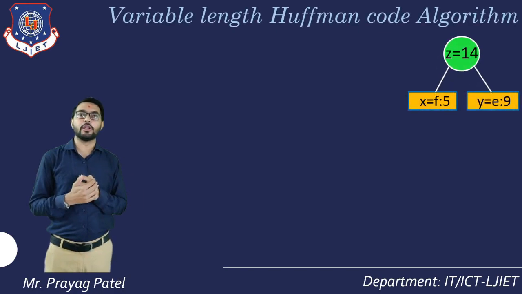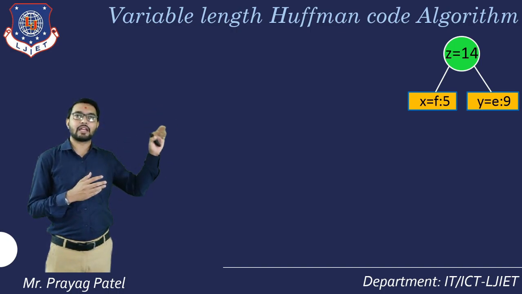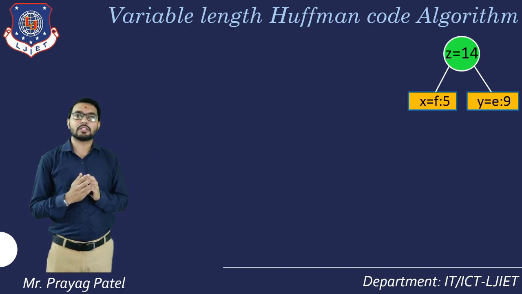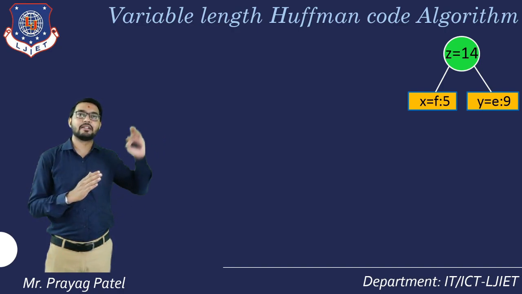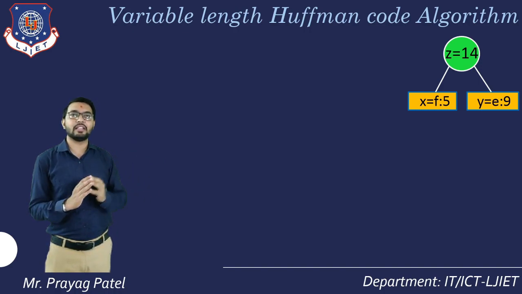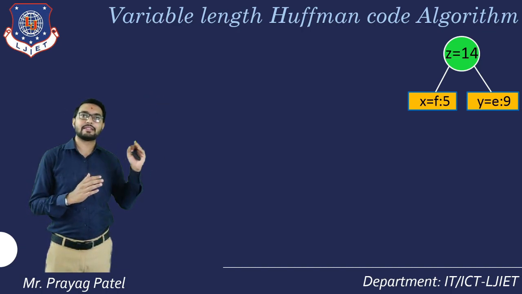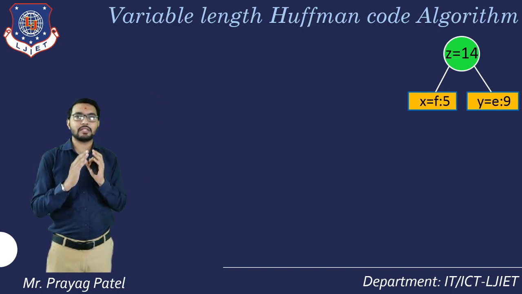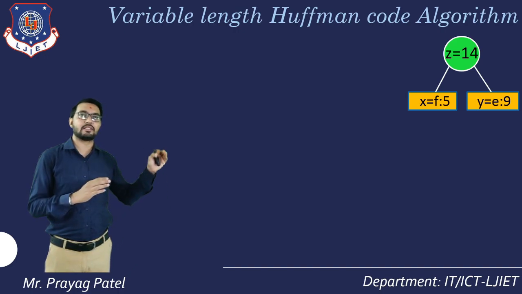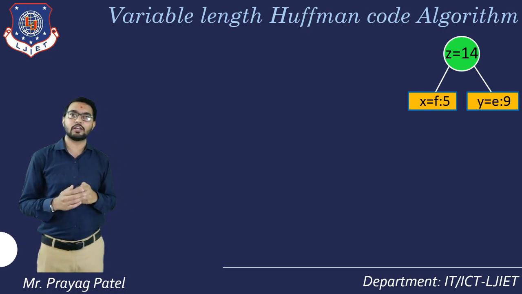Now consider the algorithm for the variable length Huffman code. Here consider the initial step of our example. First is F5 and second one is E9. F5 is considered the left child, X, and E9 the right child, Y. For understanding the algorithm, first remember this point: X is the left child and Y is the right child. Now, adding the frequencies, X and Y form a root node Z. So here Z equals 14, the addition of these two.